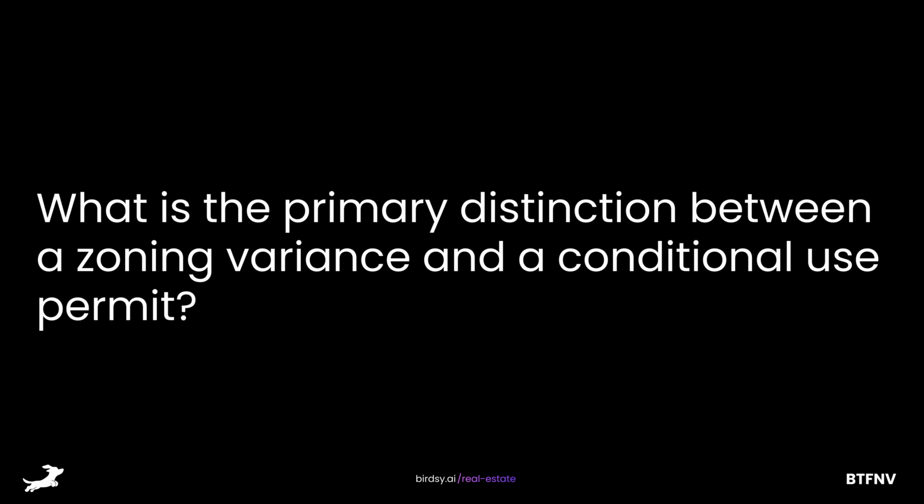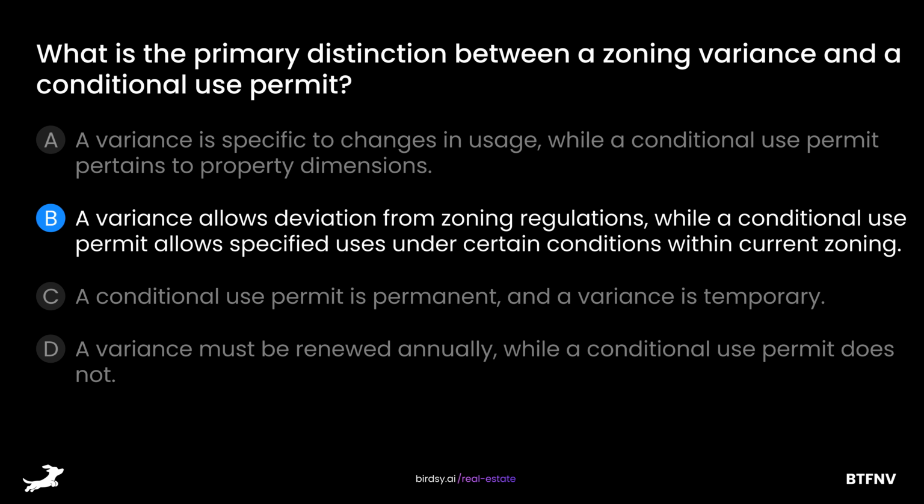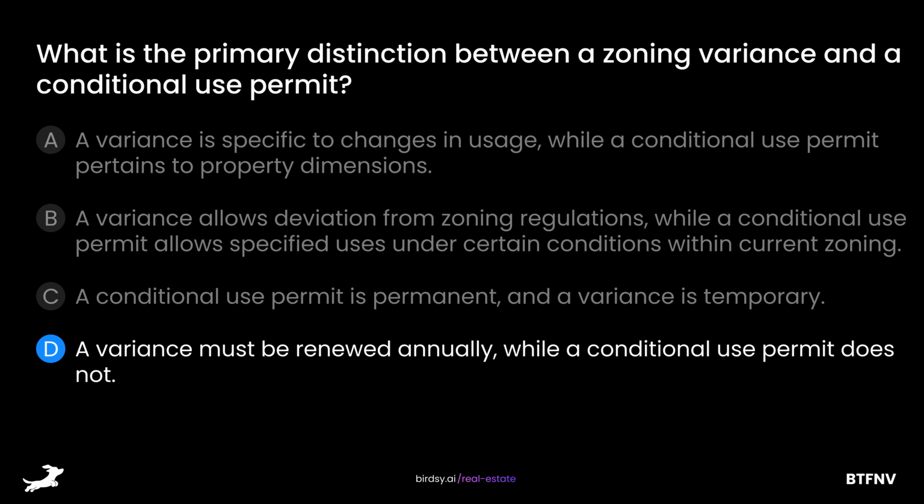What is the primary distinction between a zoning variance and a conditional use permit? Is it A, a variance is specific to changes in usage, while a conditional use permit pertains to property dimensions? B, a variance allows deviation from zoning regulations, while a conditional use permit allows specified uses under certain conditions within current zoning? C, a conditional use permit is permanent and a variance is temporary? Or D, a variance must be renewed annually, while a conditional use permit does not?